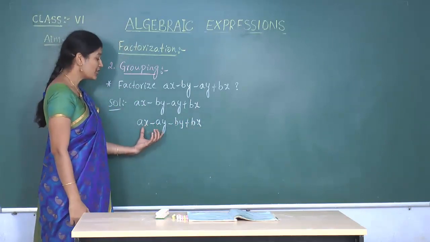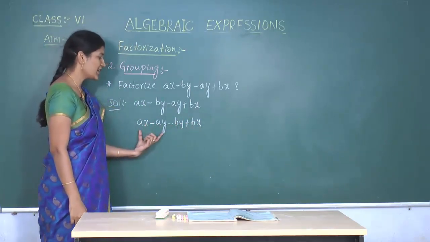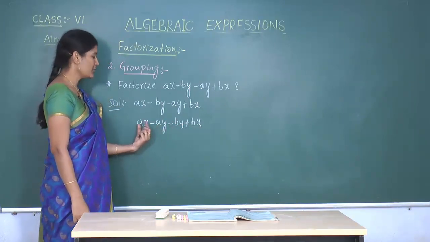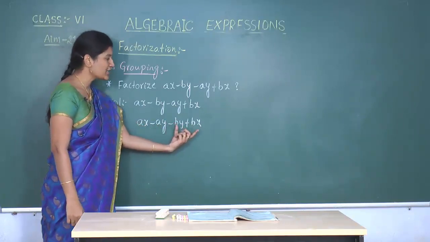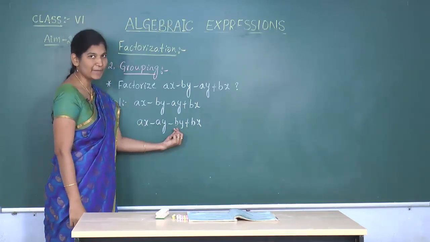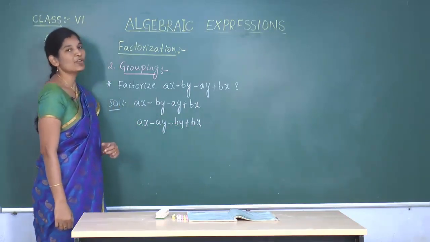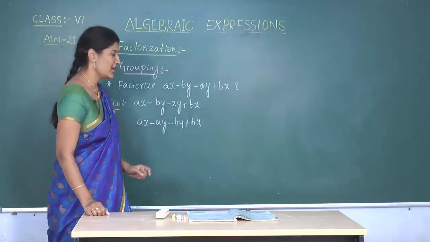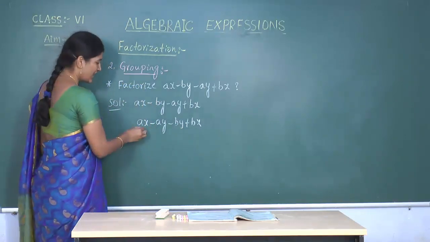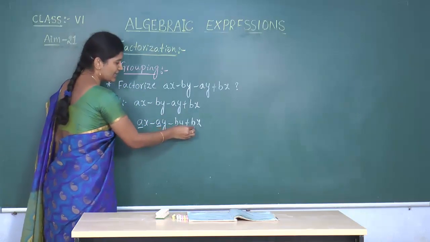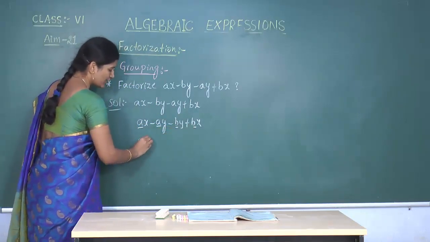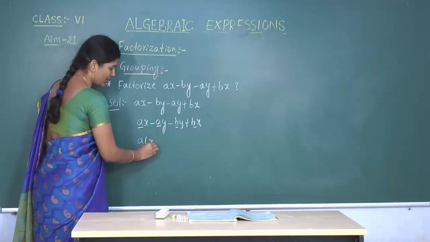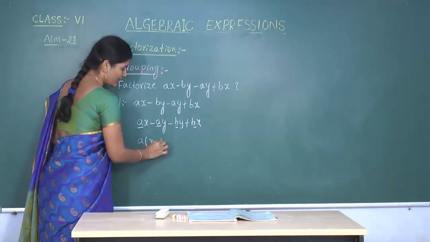Now if you observe here, there are two groups and each group contains a common factor. This group contains a common factor A and this group contains a common factor B. Now the second thing is I should take out the common factor. Now let me take out this common factor, here A and here B. Now A is the common factor. If I take out this common factor, here it will be only X and here it will be only Y.